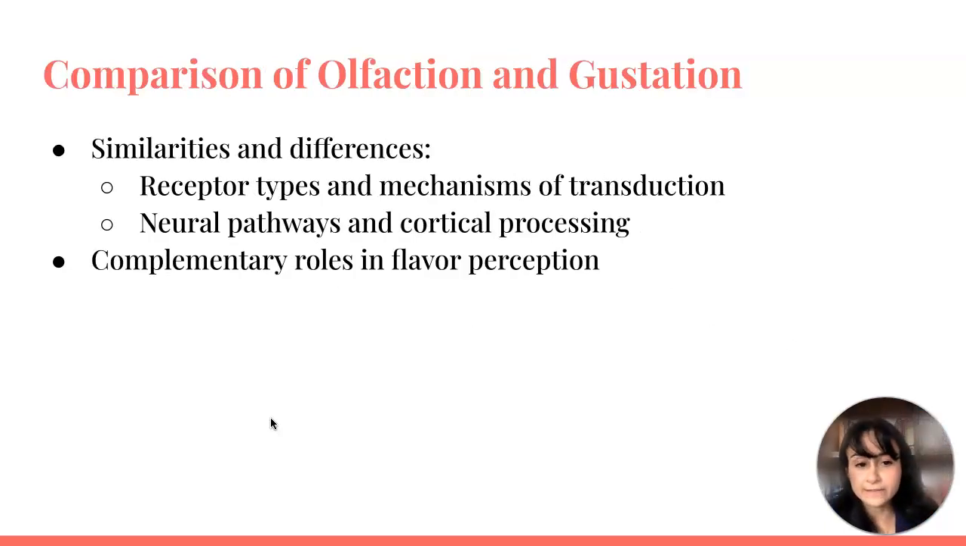Olfaction and gustation have some similarities and differences. We see that receptor types and mechanisms of transduction vary with olfaction and gustation in certain ways, and there are differences in their neural pathways and cortical processing.